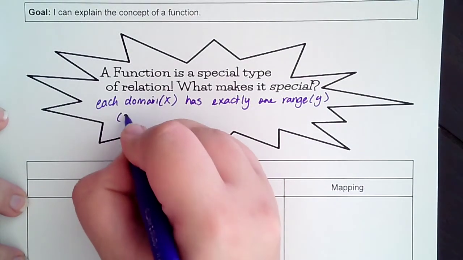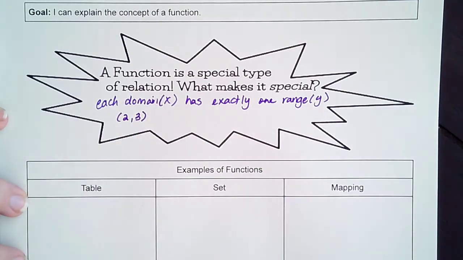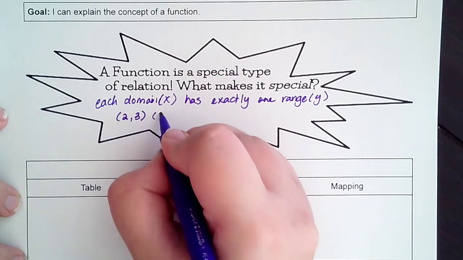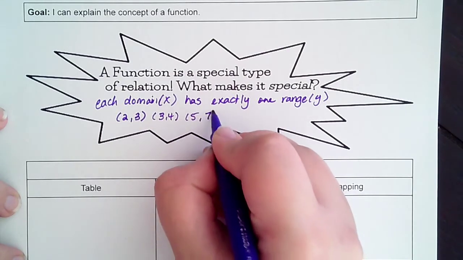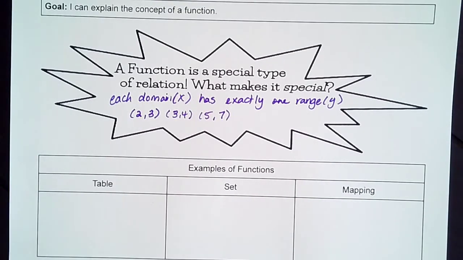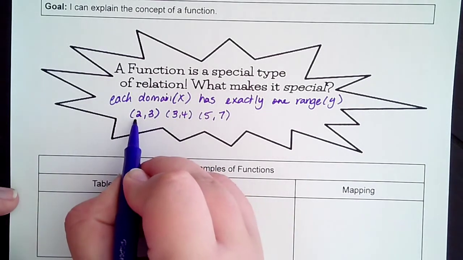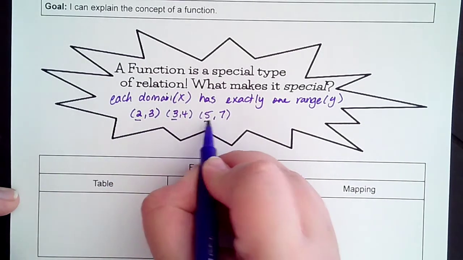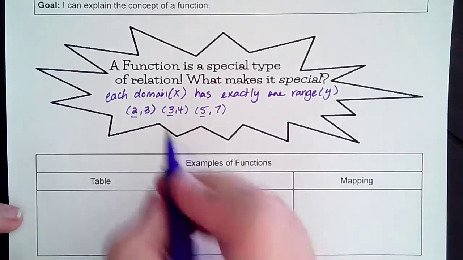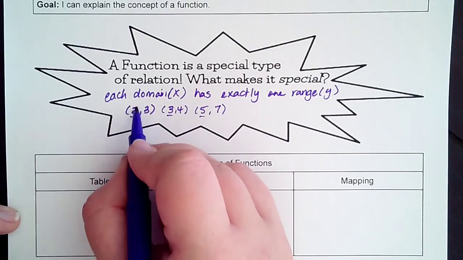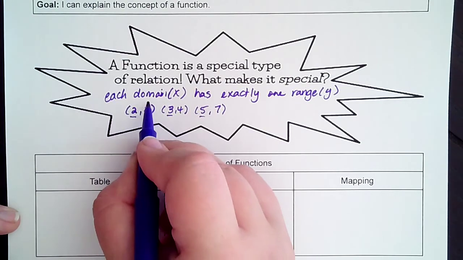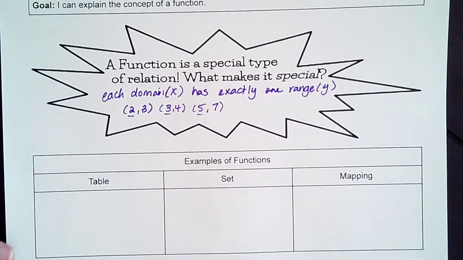So an example of this would be 2, 3, 3, 4, 5, 7. Ha, you thought I was going to go 4, 5. Tricked you. But notice, each x value has its own range. I don't have a 2, 3 and then a 2, 4, because that would mean that the domain has a 3 and a 4. That would give it 2 ranges, but that's not a function.